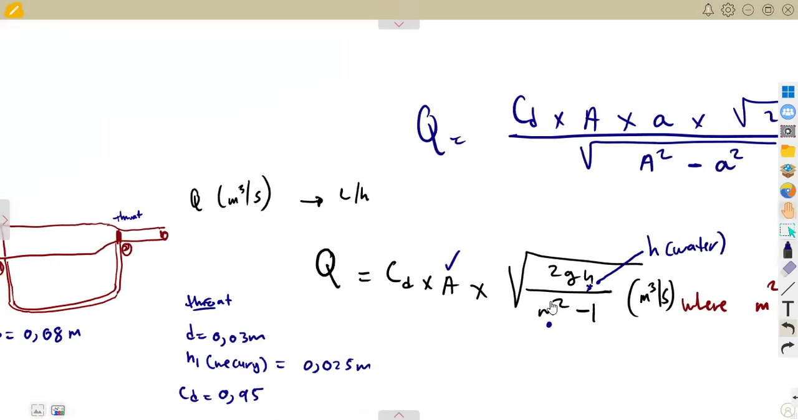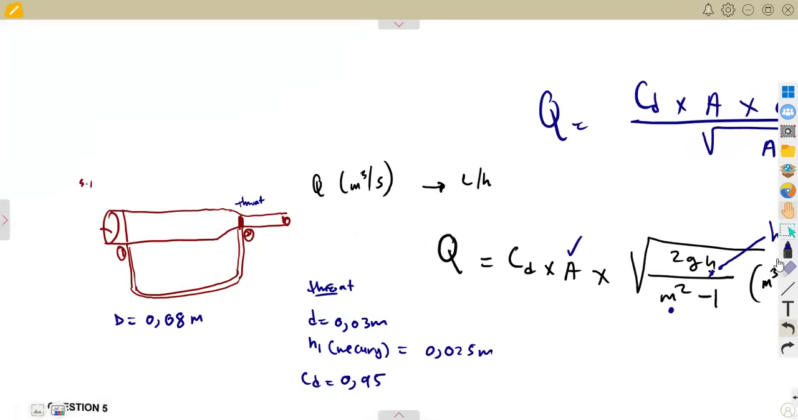So let's start with the area of the pipe from the diameter of the pipe at the inlet. That's where we have the diameter of the pipe. So meaning to say we can calculate this A. A is equal to pi d squared over 4, from the diameter of the pipe. So that is pi times the diameter of the pipe 0.08 squared over 4. So this is going to give us the area of the pipe in that case.